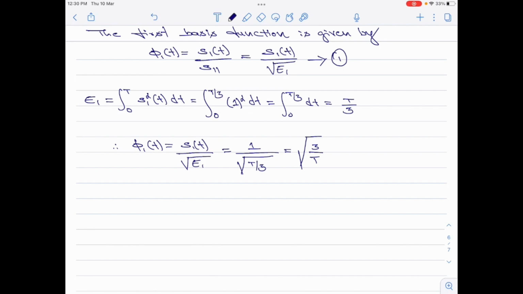However, you have to be very careful while defining the basis functions, because the basis functions must be defined over a certain duration. Now, since S1 of t in the equation 1 numerator as well as E1 are both found for a value of t varying from 0 to T by 3, I have to now introduce the interval for phi 1 of t as 0 less than or equal to small t less than or equal to T divided by 3. This is the answer for the first basis function phi 1 of t.